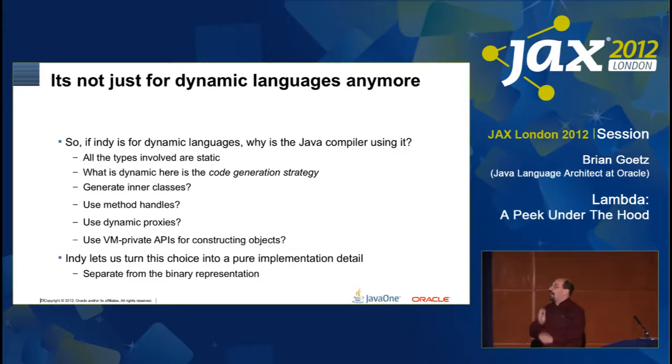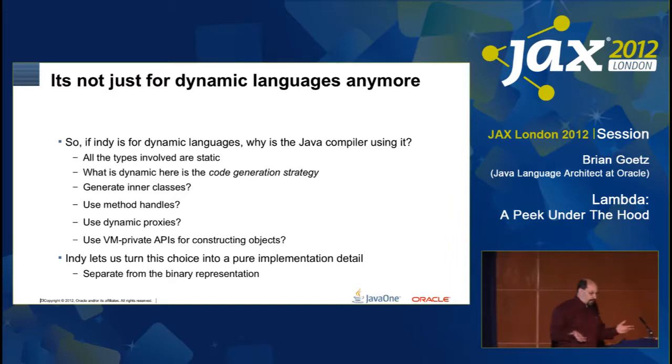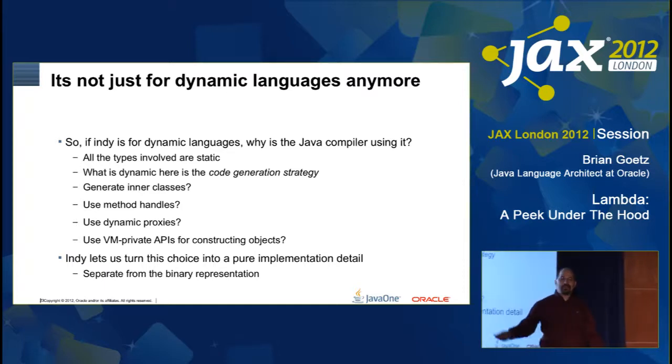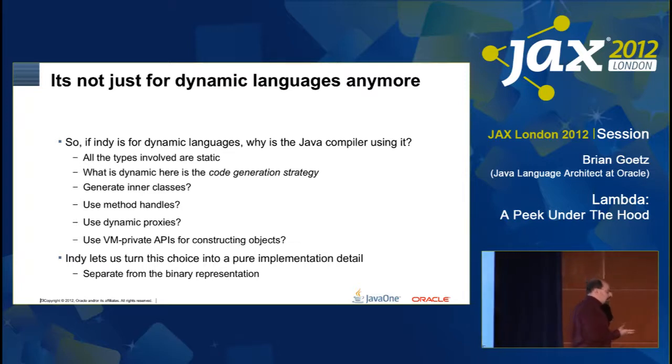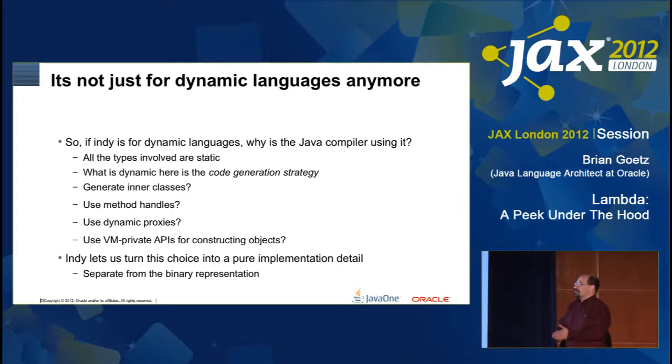So, all right, theoretically, if invoke dynamic is meant for dynamic languages, why is Java using it? I mean, after all, Java is a static language, right? It's statically typed. Java is not a static language. It's a statically typed language, but it's a dynamically compiled language. There's a lot of dynamism going on in a JVM. It just doesn't happen to bubble up to the type system that the user sees.